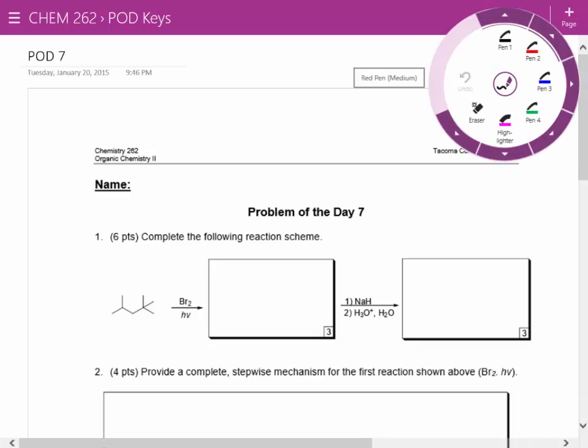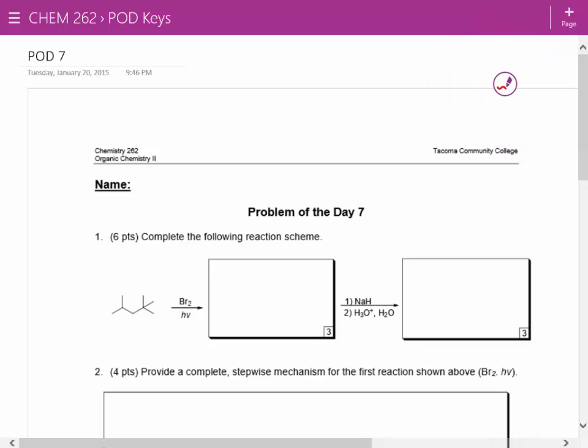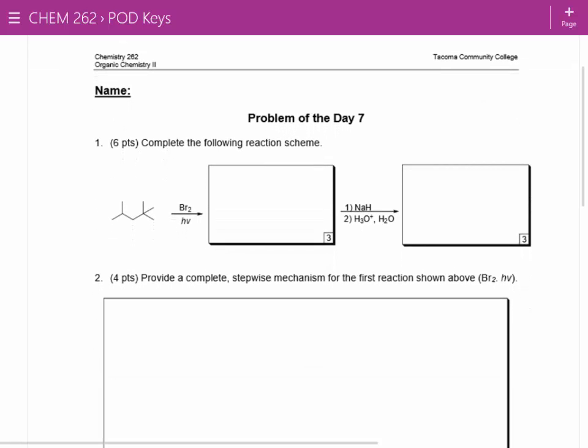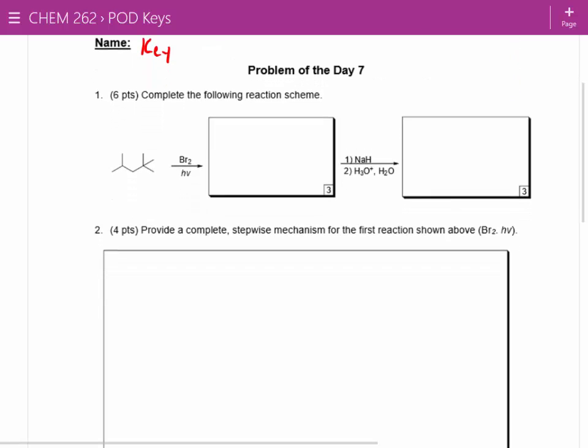All right, so the problem of the day yesterday was looking at radical halogenation. I wanted you guys to do the stepwise mechanism for the halogenation part and then show me what the product would be after reacting it with a strong base and acidic conditions. So let's go through the mechanism first, and then we'll put the product down.